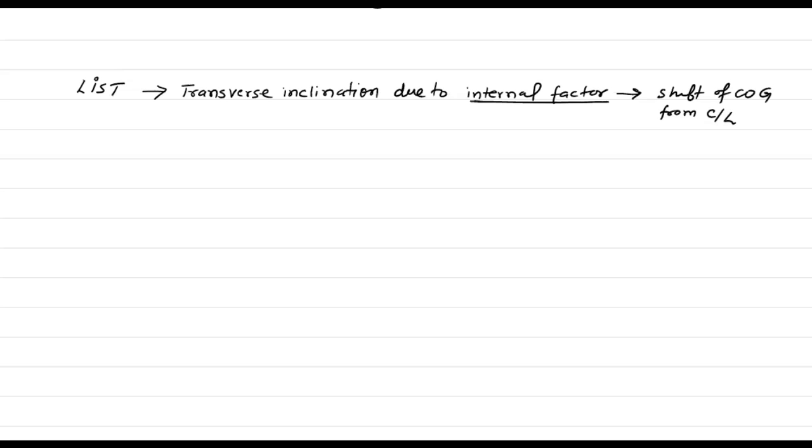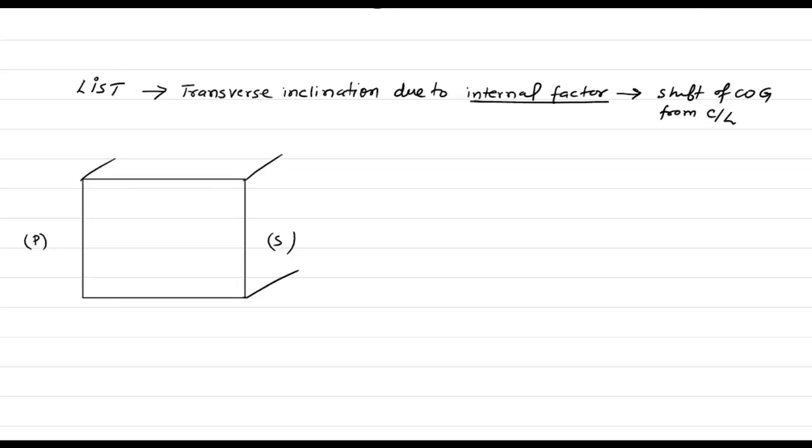Suppose this is a vessel here, and you are looking at the vessel in transverse direction. So you know it very well. Transverse direction is port to starboard direction. The vessel could be like this, right? We are looking at the vessel in transverse direction. And for simplicity, we are considering a box shape vessel. Now, she is upright.